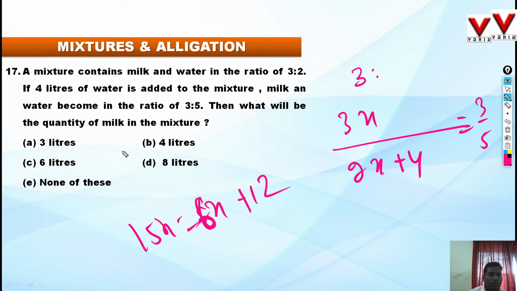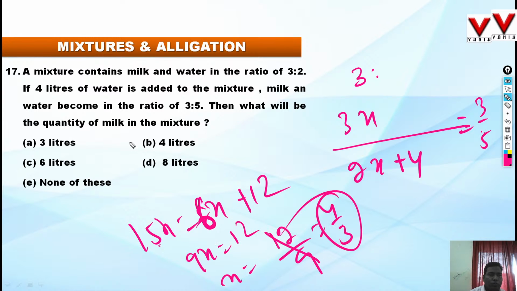A mixture contains milk and water 3x and 2x. 4 liters water is added to the mixture. Milk and water becomes 3/5. 5 times 3x is 15x and 3 times 2x is 6x plus 12. 15x minus 6x, 9x is equal to 12. X is equal to 12 by 9. 12 by 9 means 4 by 3.